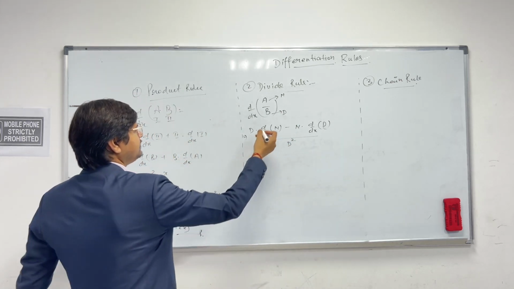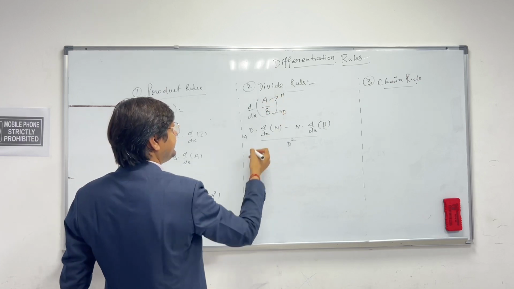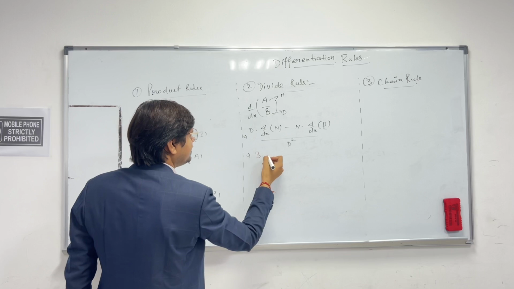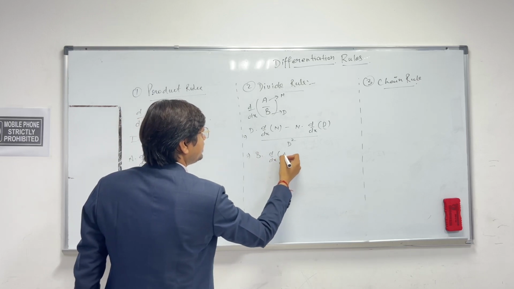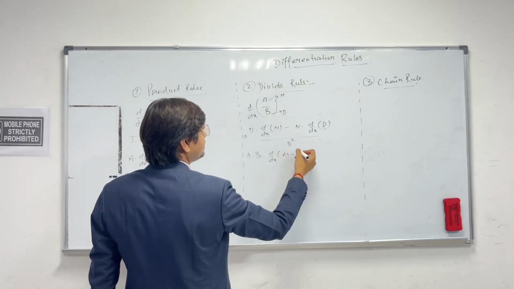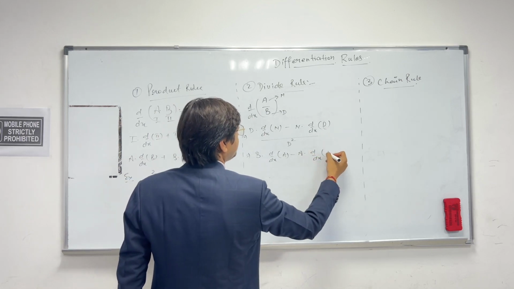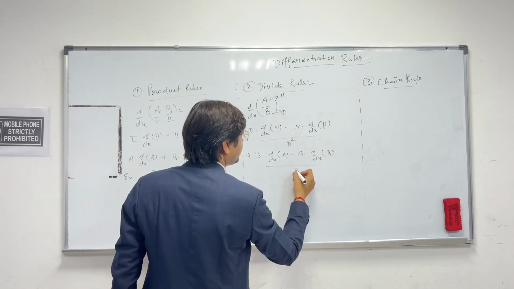So if the denominator is b and the numerator is a, how can we apply this? Denominator means b and the differentiation of the numerator will be done, minus the numerator means a and the differentiation of the denominator means b, over the denominator square.